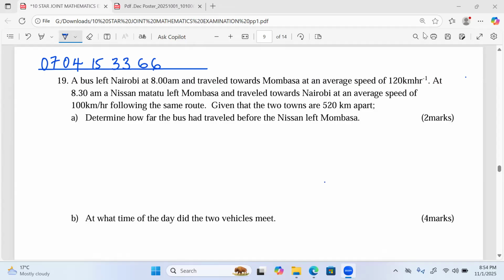Thank you so much for joining this lesson. We shall be looking at linear motion, relative speed to be specific.